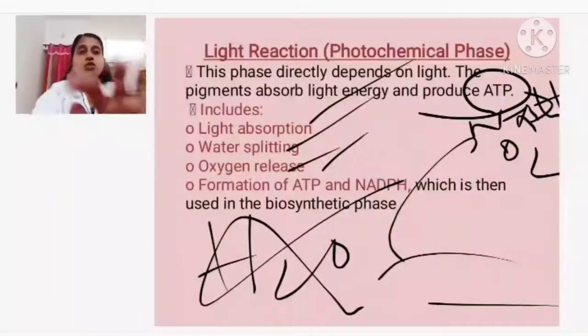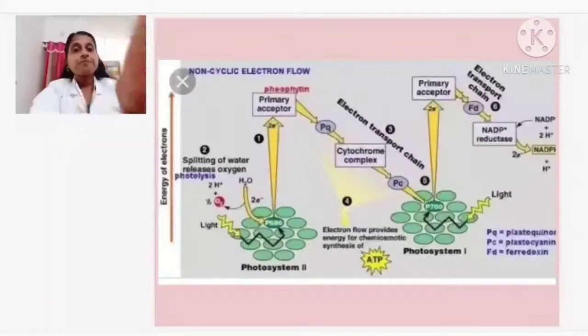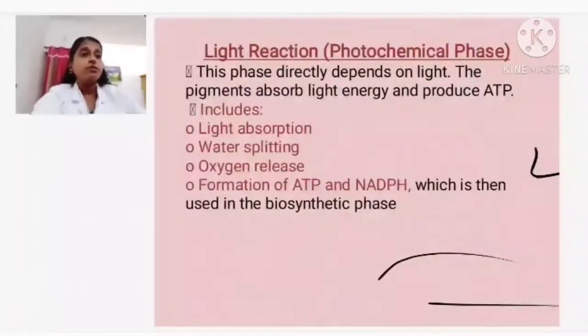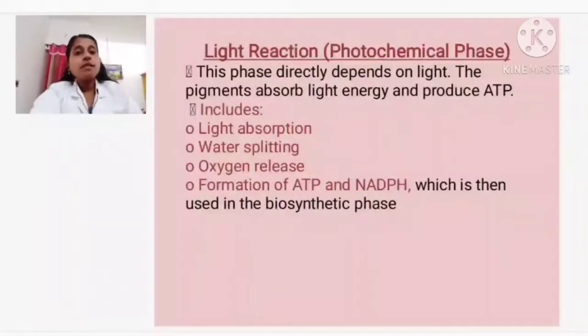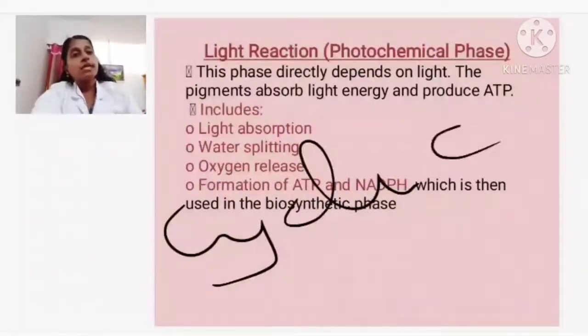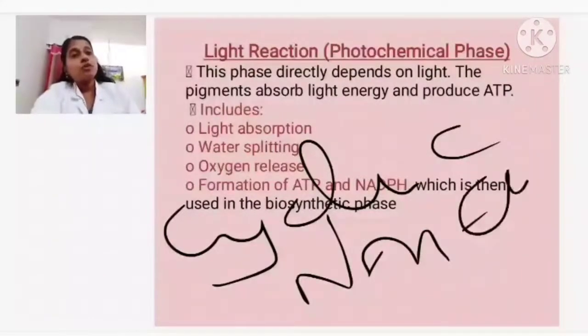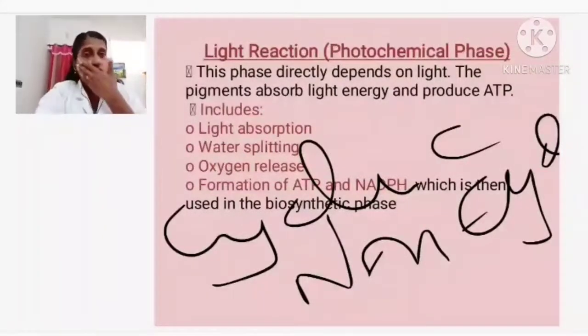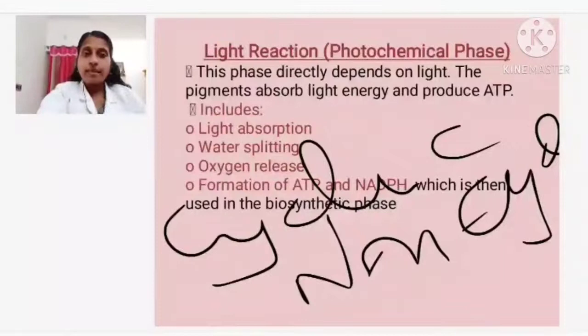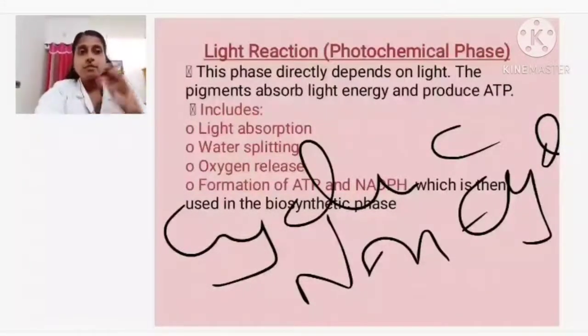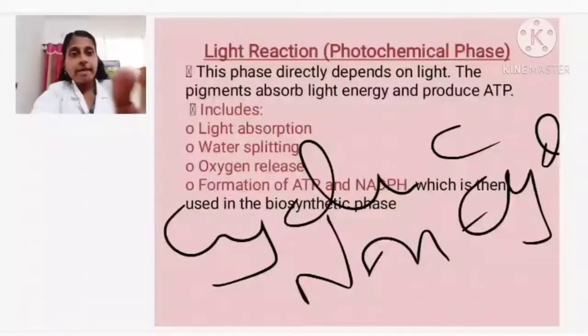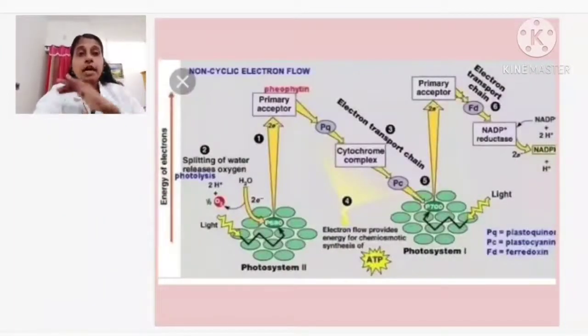Now listen students, the light reaction of photosynthesis is divided into two types. One is cyclic and another one is non-cyclic. So one is cyclic photophosphorylation and the second one is non-cyclic photophosphorylation. First we are going to discuss non-cyclic electron flow, or non-cyclic photophosphorylation.